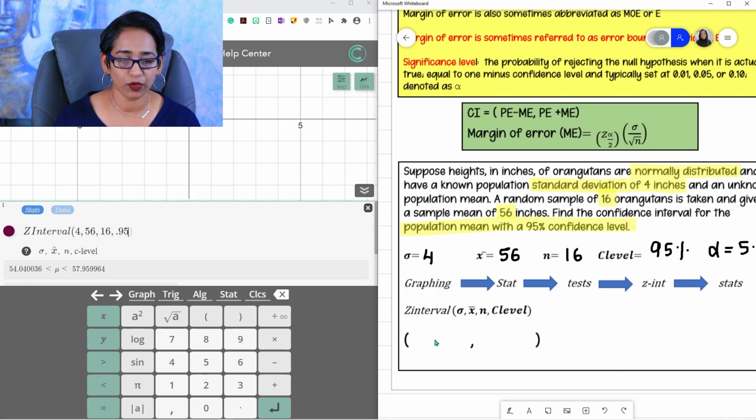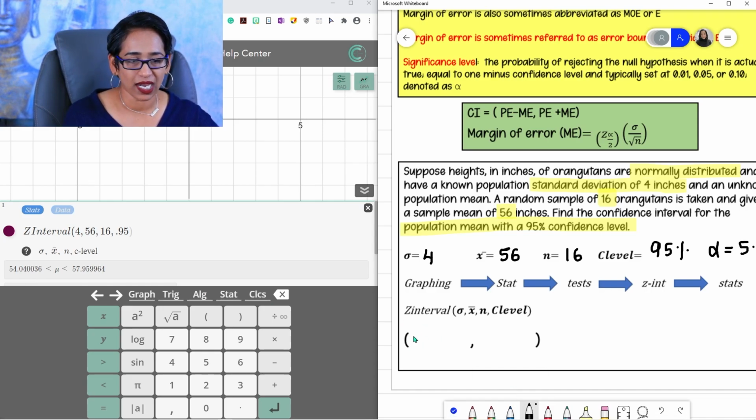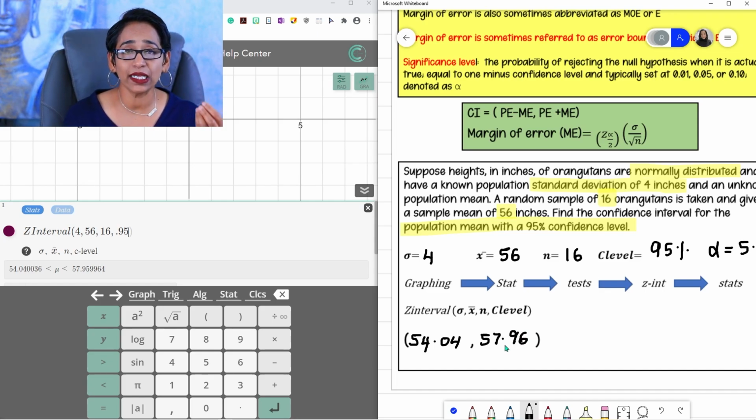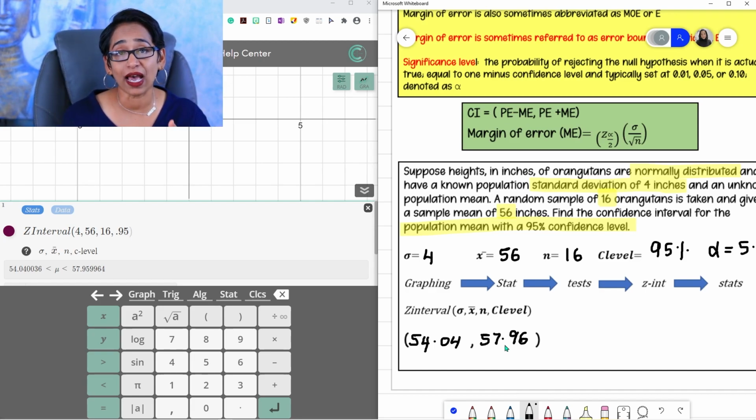Okay, once I have that, I'm going to go ahead and write my confidence interval. So my confidence interval from here is 54. Again, depending on how many decimal places they ask you to. I think I'm going to keep it to 2 decimals. 54.04 is my lower limit and 57.96 is my upper limit. So with one click of your ClassCalc, you have your lower limit and your upper limit.